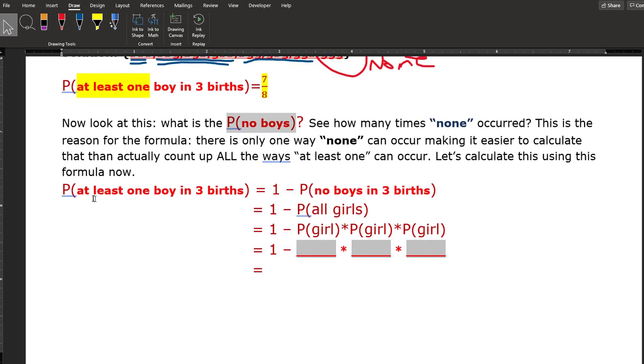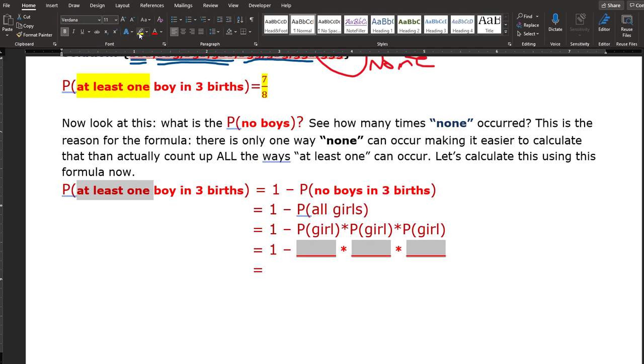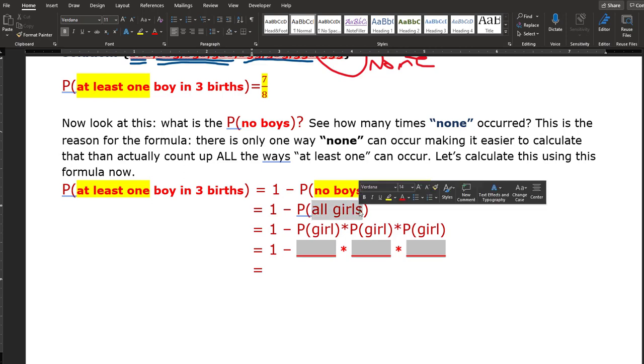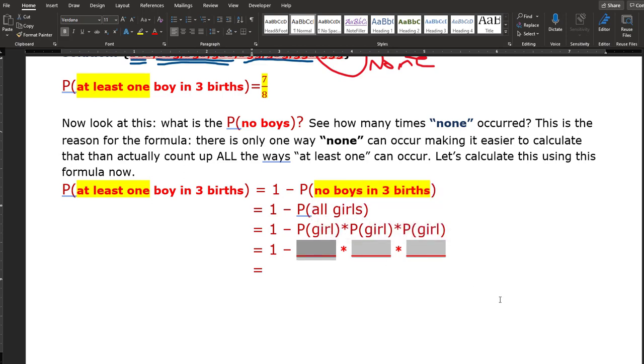So the way we could do this, if we were trying to find at least one, and this is the way you'll probably be using for the most part from here on out. If you want to find the probability of at least one, we're basically saying, okay, well, let's find the probability of none of that happening. And once we find that probability, which means we all had girls, the probability of having a girl is 1/2, or 0.5.